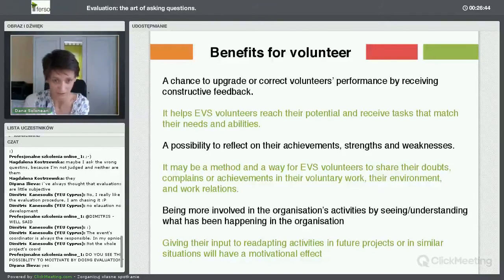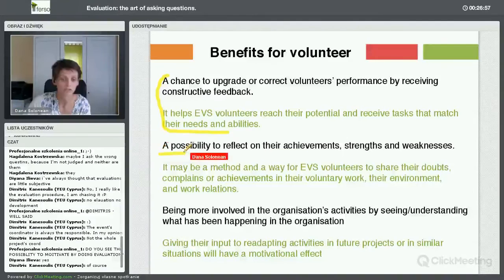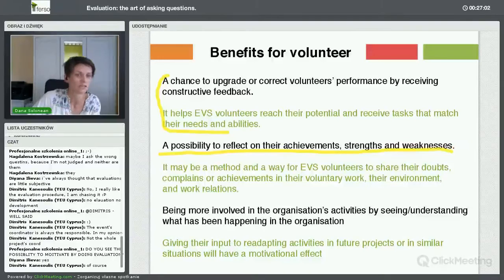By receiving feedback. So the first two are about personal development, about reaching their potential and receiving tasks that match their needs and abilities. It's also a possibility to reflect on their achievements, strengths, and weaknesses. You can tell them, as an objective viewer, what their strengths and weaknesses are. You can watch how they work in the group, if they prefer individual work or group work, if they are more outgoing and into contact with beneficiaries, or they prefer to stand back. You can share this feedback with them.